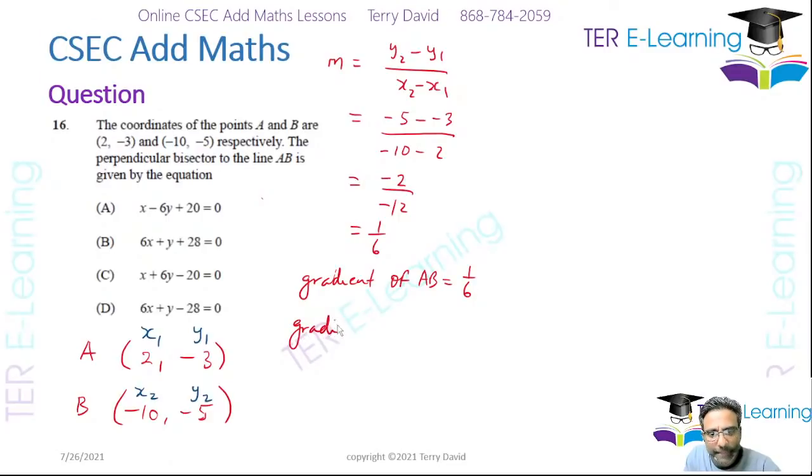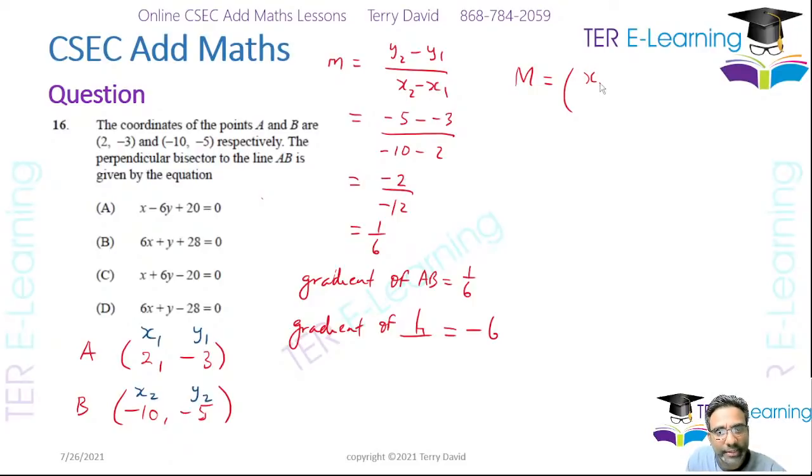So the gradient of the perpendicular bisector has to be equal to -6, because remember, when two lines are perpendicular, if I multiply the gradients, I'll get -1. Right? So the gradient of the perpendicular line is -1/6. But this is a perpendicular bisector. If it's a perpendicular bisector, it means that the perpendicular bisector passes through the midpoint of the line AB.